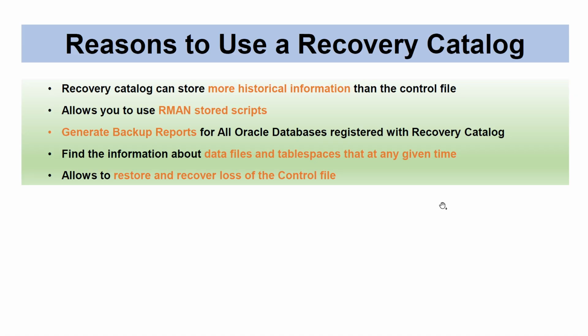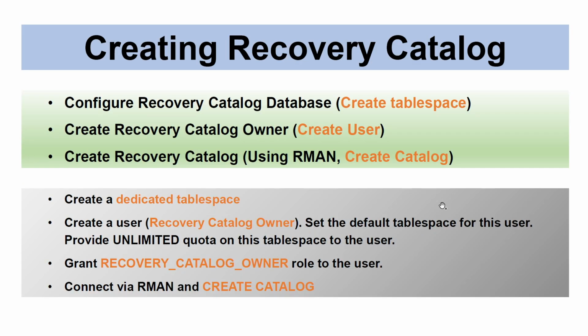Now that we have seen the use cases of the recovery catalog, let's understand how to create it. There are 3 steps. Configure the recovery catalog database, which is nothing but creating a tablespace. Create the recovery catalog owner, a user which will be the recovery catalog owner. And create the recovery catalog. Using RMAN, you'll run the command create catalog. So let's understand these steps in detail.